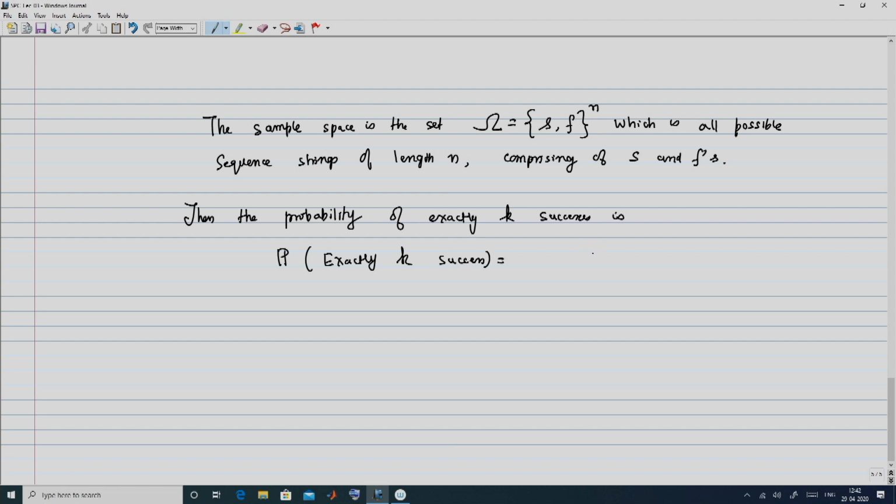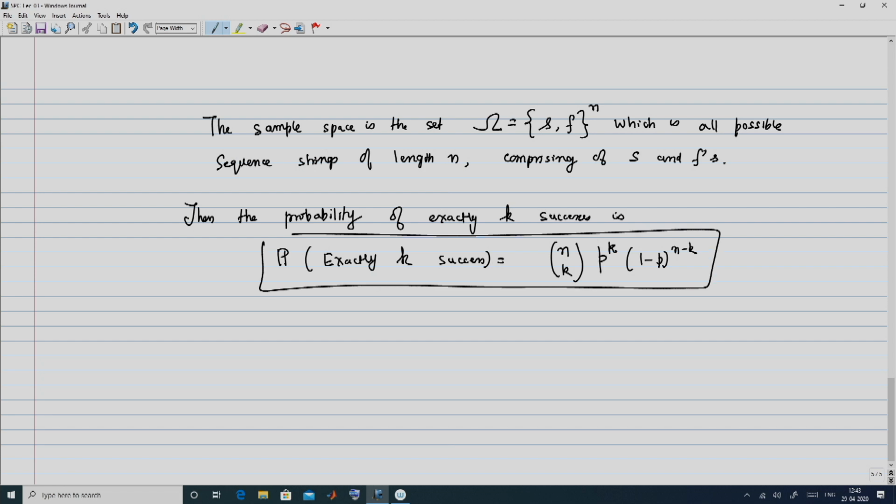What is this going to be? It is going to be p raised to k for k number of successes. This means that there has been n minus k number of failures with probability 1 minus p, and these k number of successes can happen in n choose k ways. So, this is going to be my probability of exactly k successes.